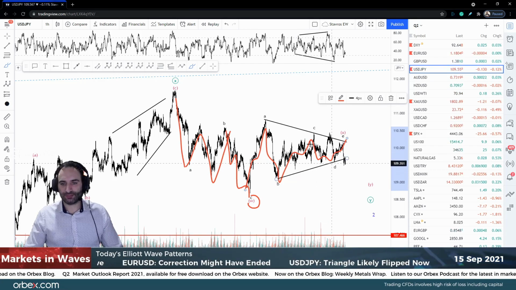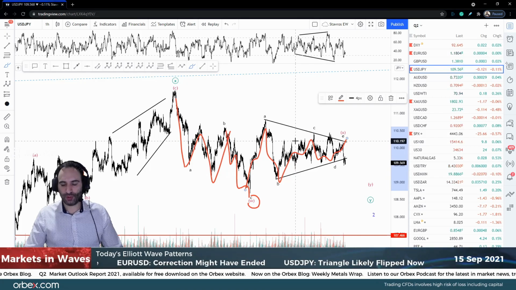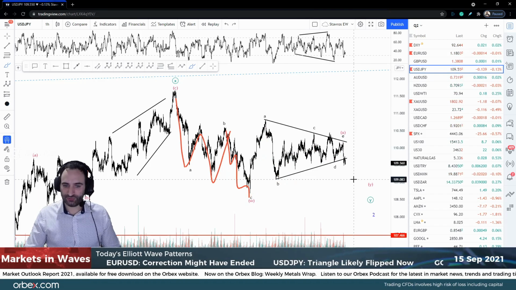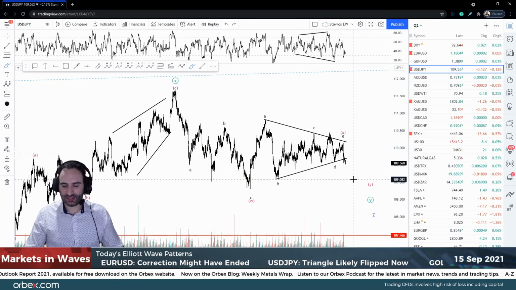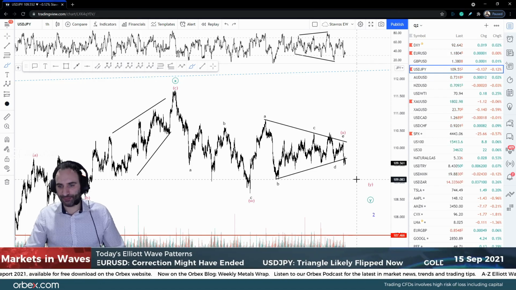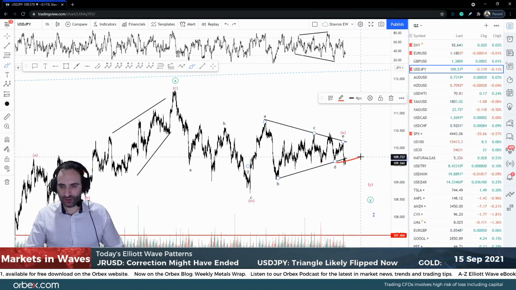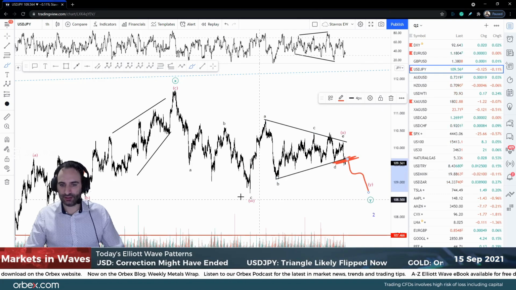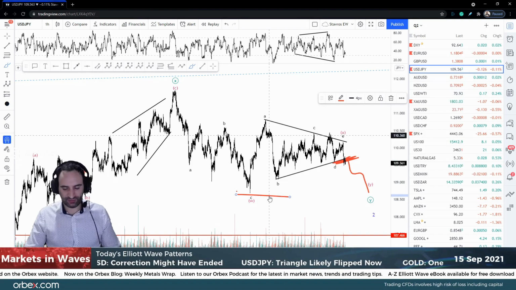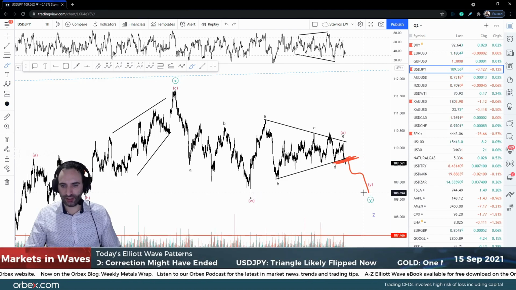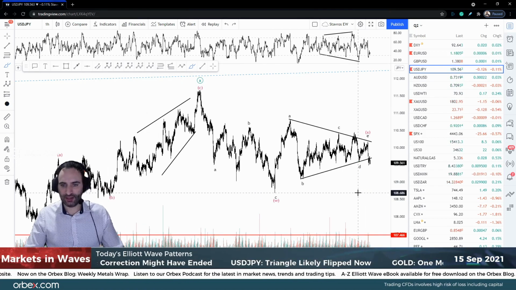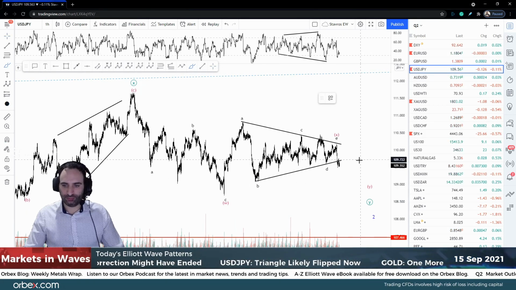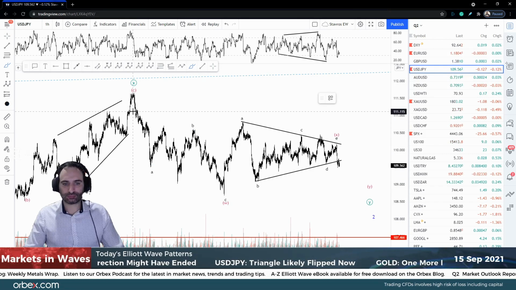Don't forget that triangles can have complex waves, okay? And usually they are in C or in D or in E. They can also have triangles within the triangle, okay? But as I said, usually C, D, or E. So this is what I'm looking for now, okay? As long as we remain below this triangle and outside, we're looking for more downside. And the first target will be the previous low on wave W, which is 108.70, okay?